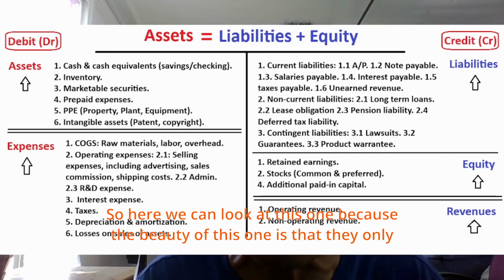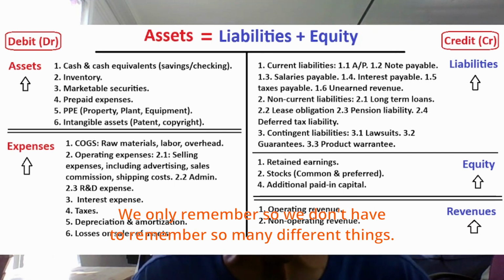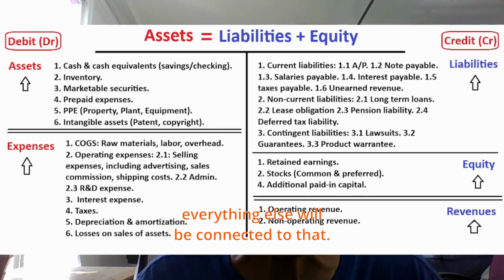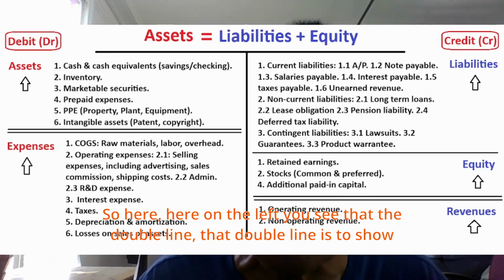So that's the opposite. This is the beauty of this: there are only three items: asset, liability, and equity. That's all we have to remember. So we don't have to remember so many different things. We only need to remember three things, and then everything else will be connected to that.